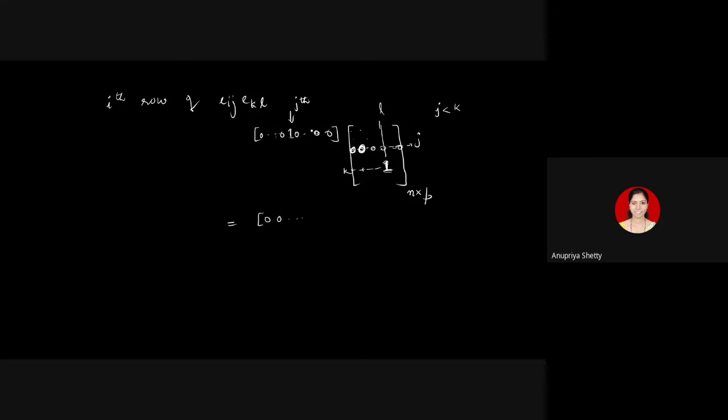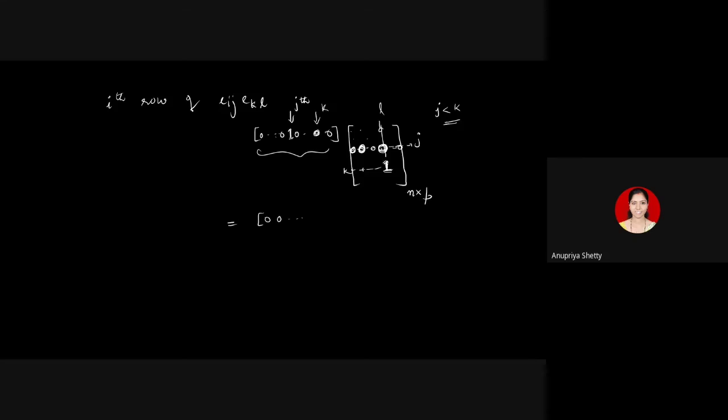We'll see what happens when this row is multiplied with the nth column. So 0 into 0 here, plus 0 into 0, etc. Then the 1 gets multiplied with an entry which is in the jth place, in the jth row. That is still 0 there, right? 1 into 0, etc. This is the kth place, because I've taken the j less than k case. The kth position also has a 0 there.